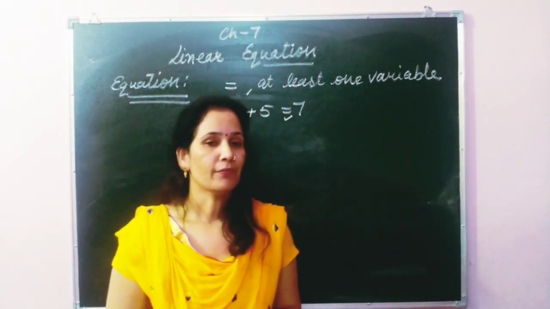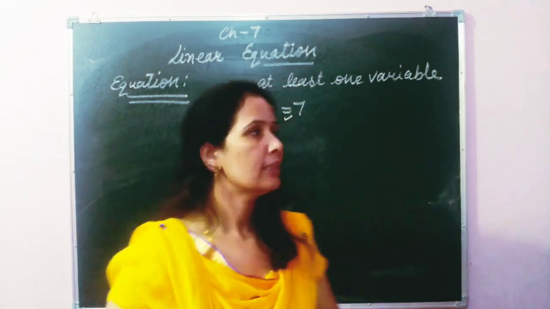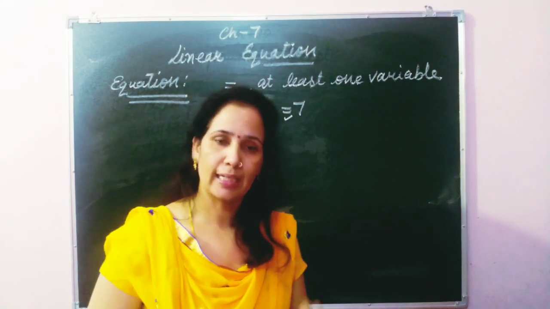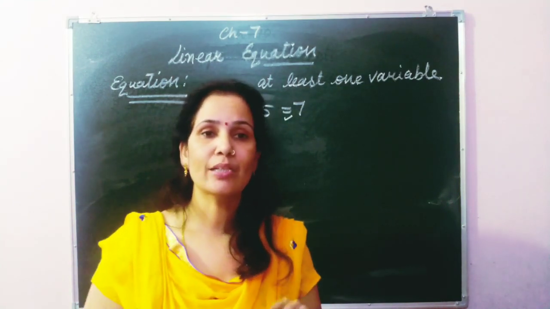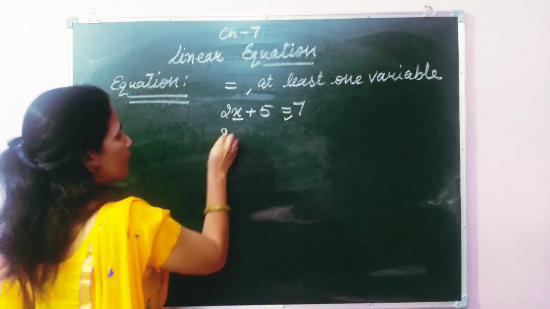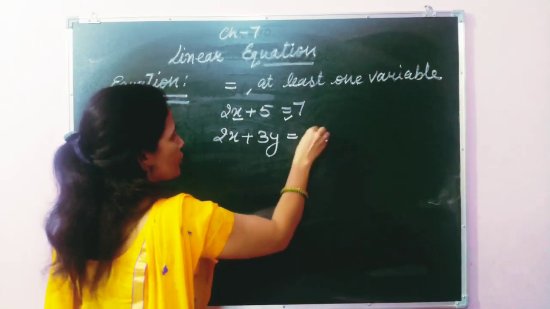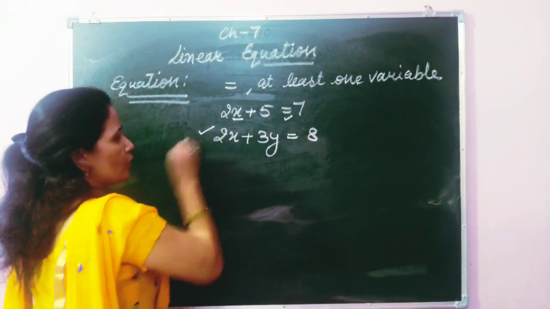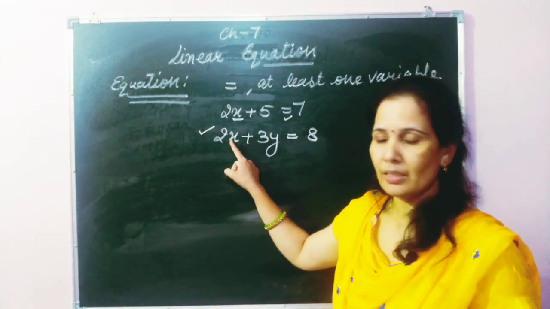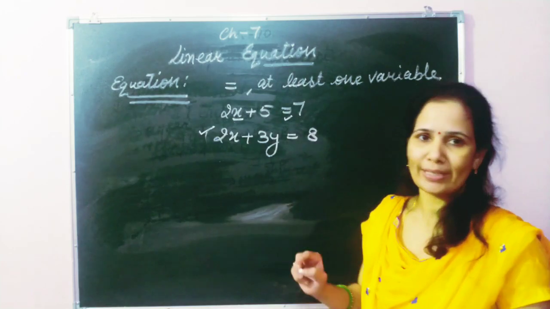If in any equation only one variable is there, that is called our linear equation. In another way, the equation with one variable. So I'm going to write another example: 2x plus 3y equals 8. This is also an equation, but in this equation, students, we have used two variables, x and y. So this is an equation with two variables.